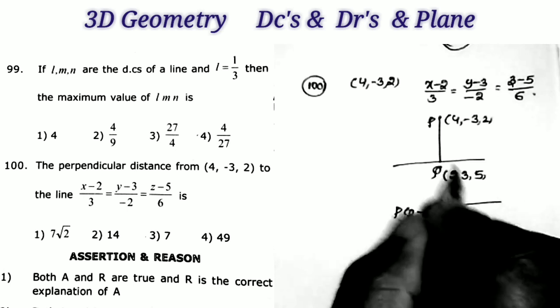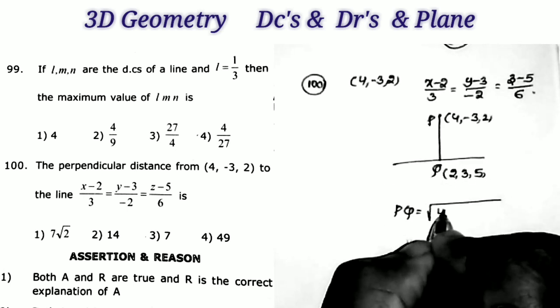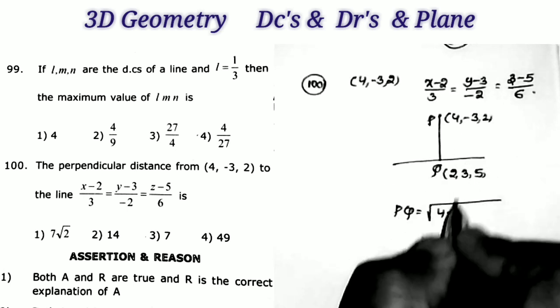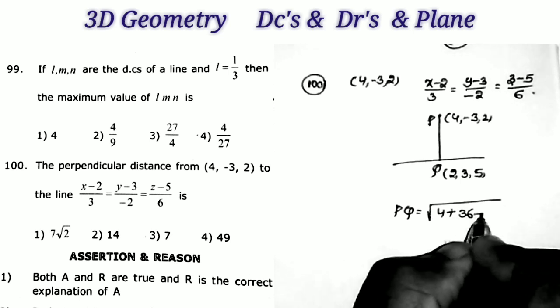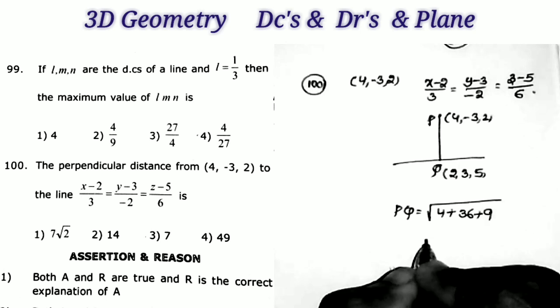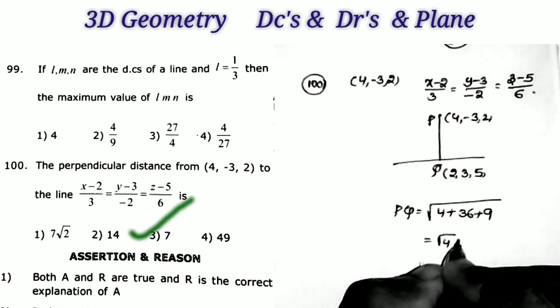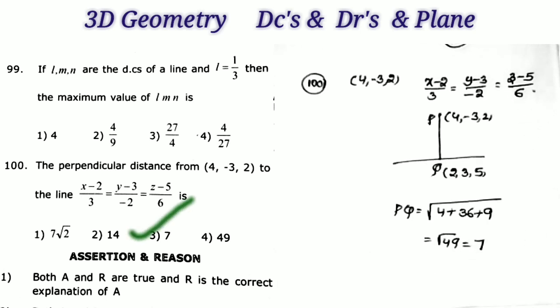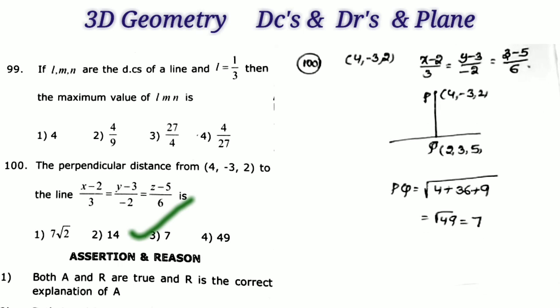What is distance PQ? (4 - 2) whole square, 2 square is 4, plus (-3 - 3) whole square, 6 square is 36, plus (2 - 5) whole square, (-3) whole square is 9. Therefore, this is equal to root 49, that is equal to 7. That's all, and this is the third option.